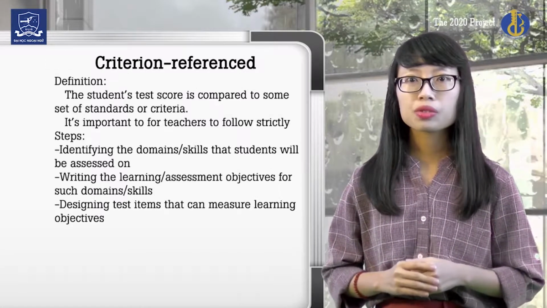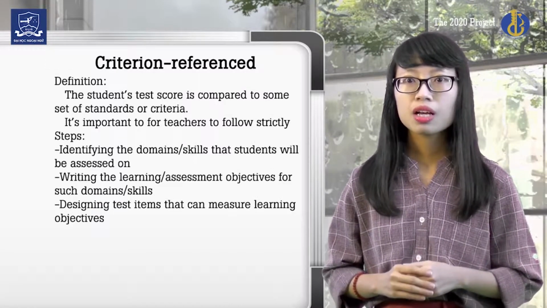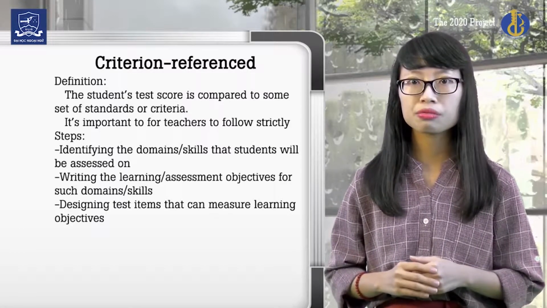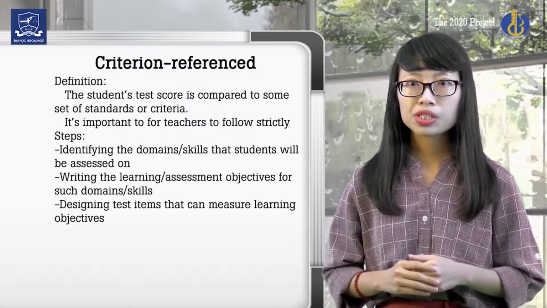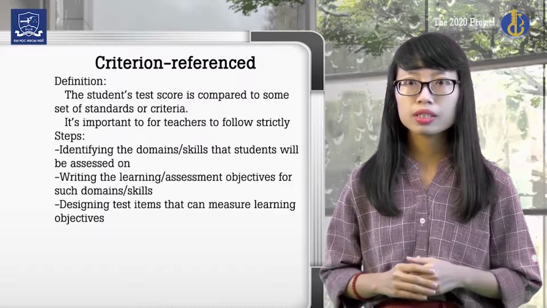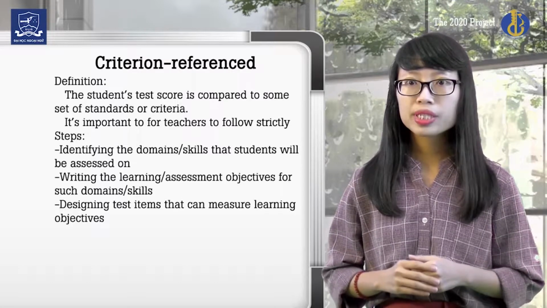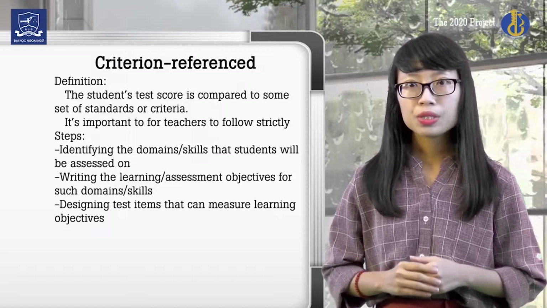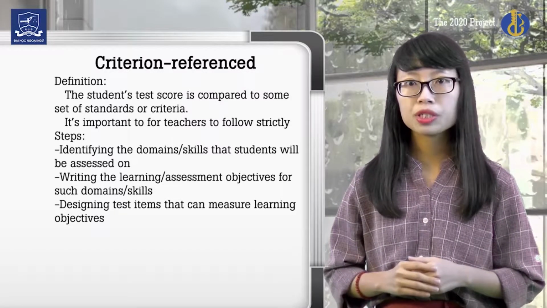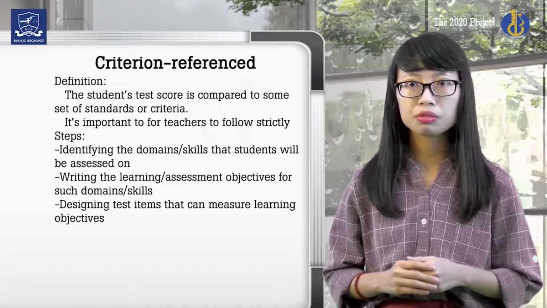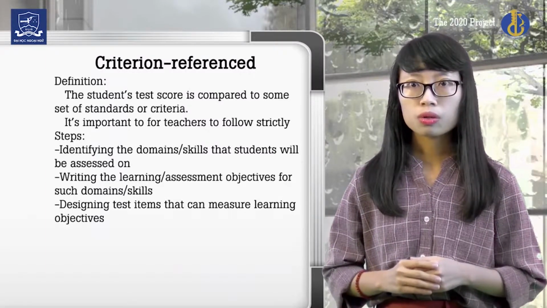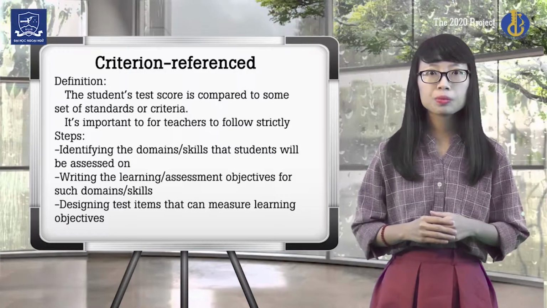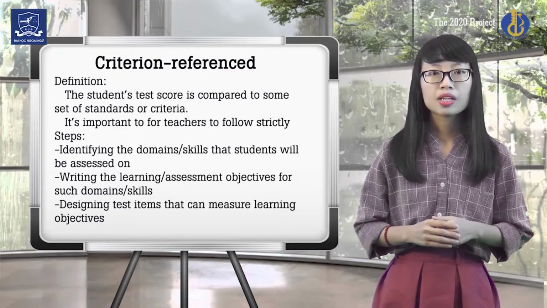So, that's about the norm reference interpretation. The second way to explain test scores is criterion reference interpretation, with which a student's test score is compared to some preset standards or criteria. For example, to get an A, you have to score between 93% and 100%. If you score between 89% and 92%, you will get a B.